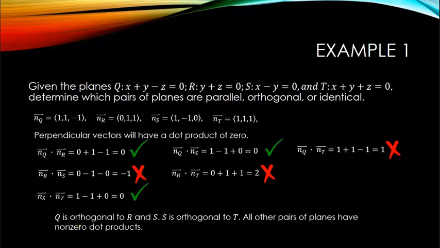In summary, Q is orthogonal to both R and S, and S is orthogonal to T. The other remaining pairs of planes have non-zero dot products, so they are not orthogonal to each other.